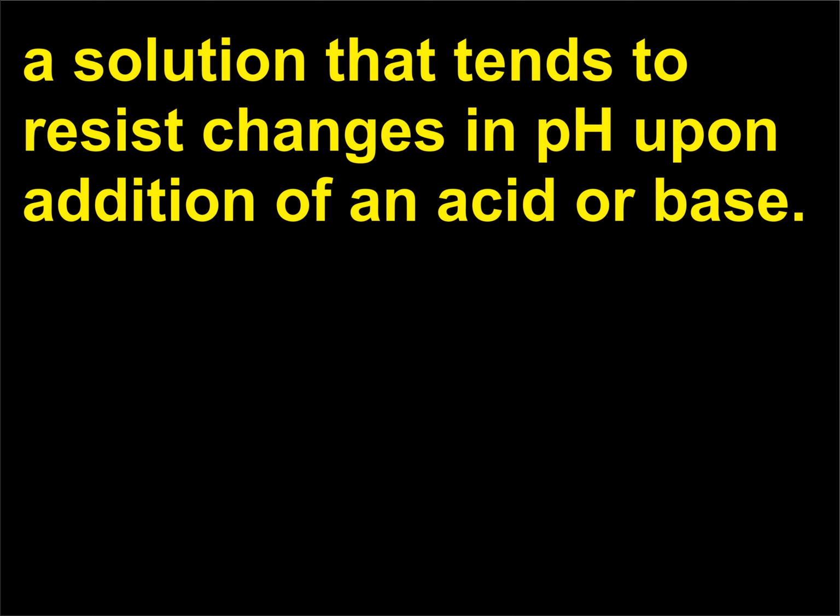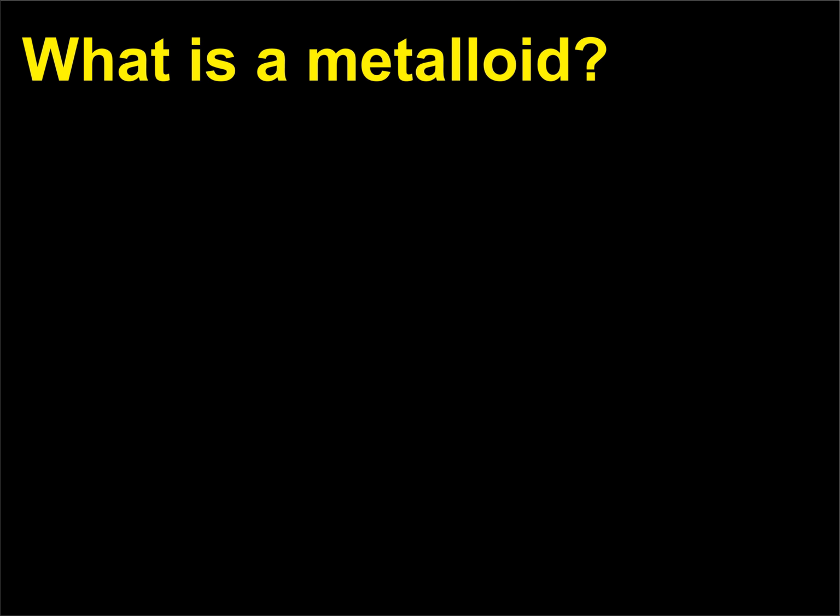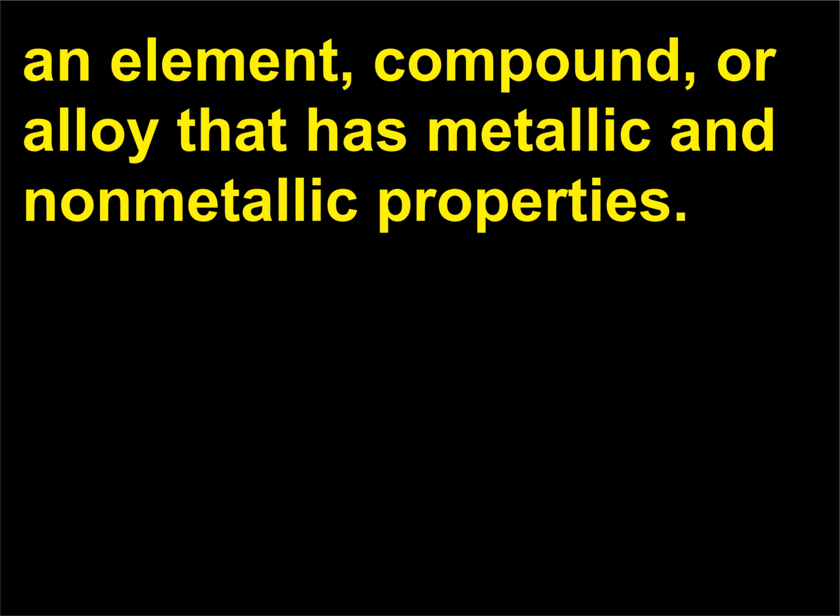What is a buffer? A solution that tends to resist changes in pH upon addition of an acid or base. What is a metalloid? An element, compound, or alloy that has metallic and non-metallic properties.